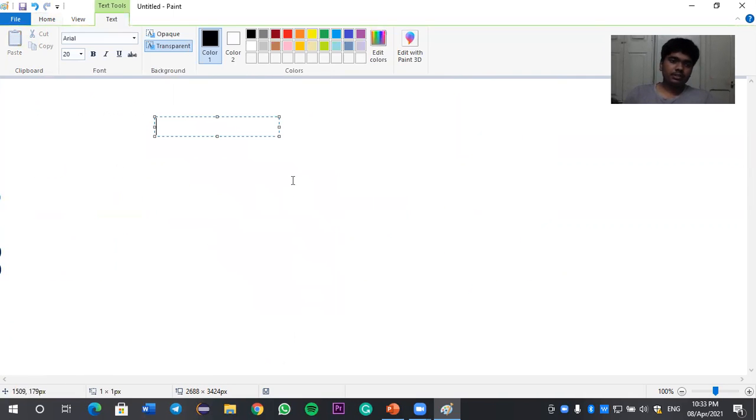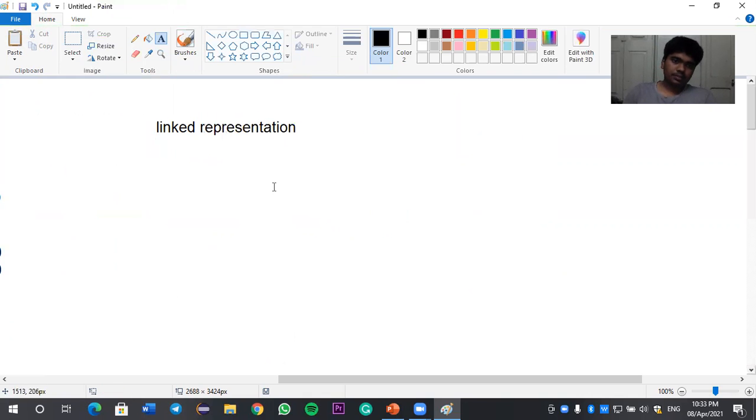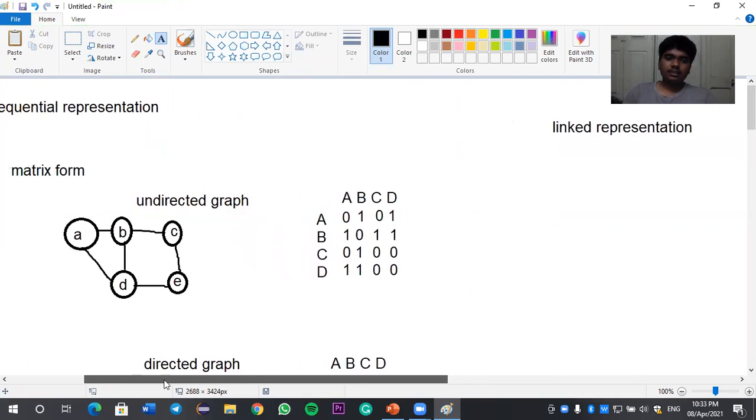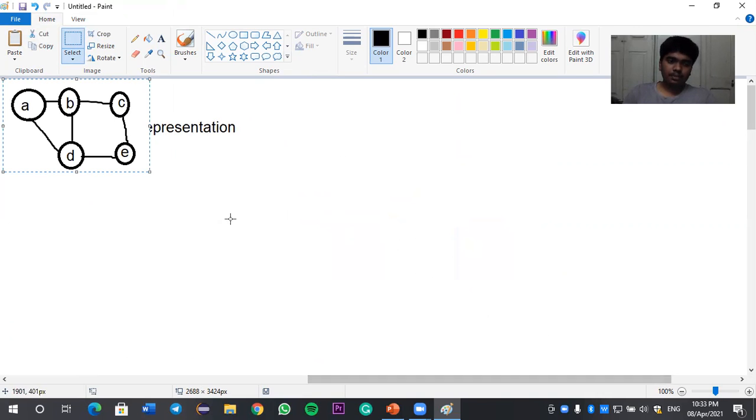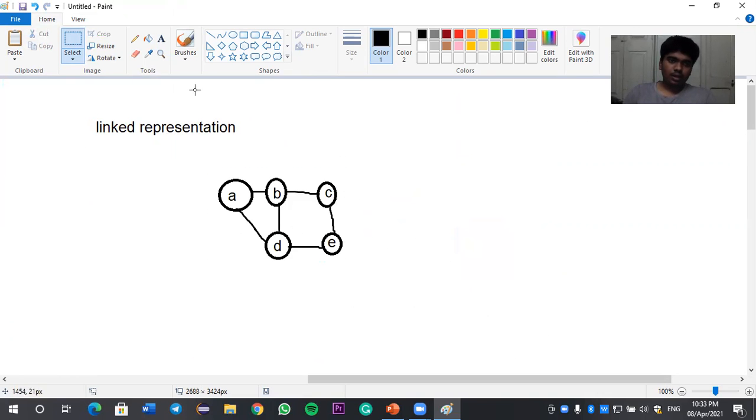Now we are going to discuss linked representation. So what is linked representation? Linked representation is nothing but representing the same data in the form of a linked list. So that is known as a linked representation. So now I am just placing it like this.